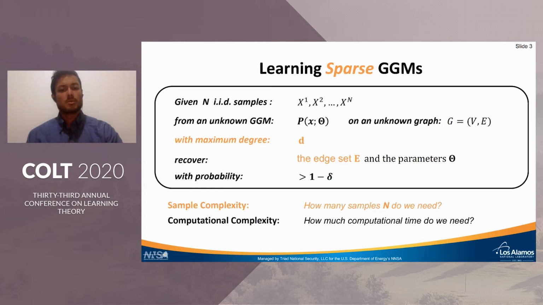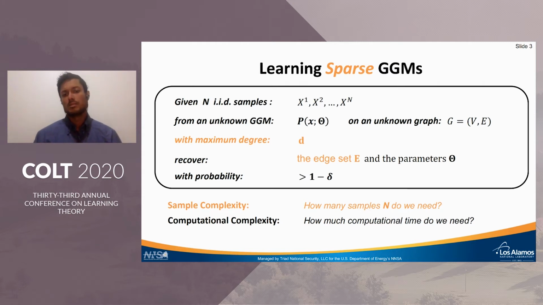Let's dive straight into the problem statement, which is learning sparse Gaussian graphical models. Given n independent samples from some model, you don't know the model, so you don't know theta. Neither do you know the graph G, but you do know that it has a maximum degree D, so it's sparse. The goal is to recover the structure and the parameters of the model with some pre-specified level of confidence.